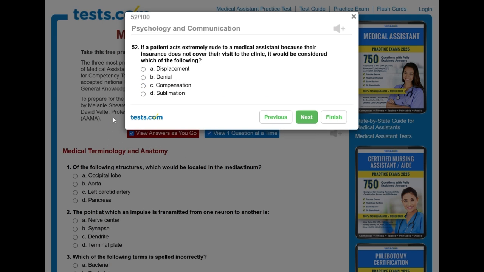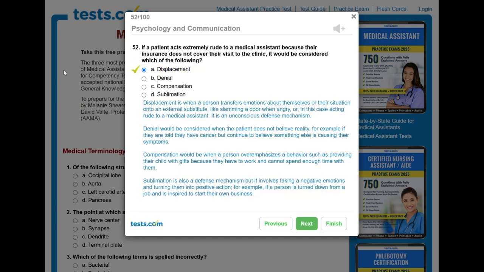Question 52. If a patient acts extremely rude to a medical assistant because their insurance does not cover their visit to the clinic, it would be considered which of the following? A. Displacement. B. Denial. C. Compensation. D. Sublimation. A. Displacement.